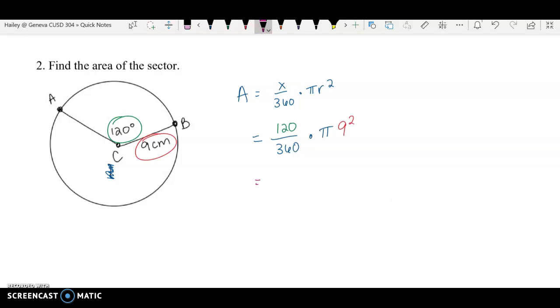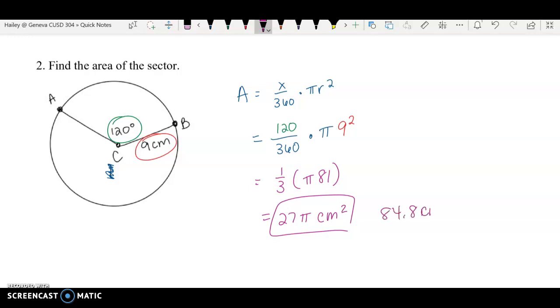120 over 360, if you reduce that, you end up getting 1/3. So we have 1/3 times pi times 81, or 81 pi, you can switch that around, which in other words is just 81 divided by 3, makes 27. And this would be centimeters squared. Okay, now again, if they want you to have a decimal, then you would round to whatever they say. For me right now, I just did the 10th.